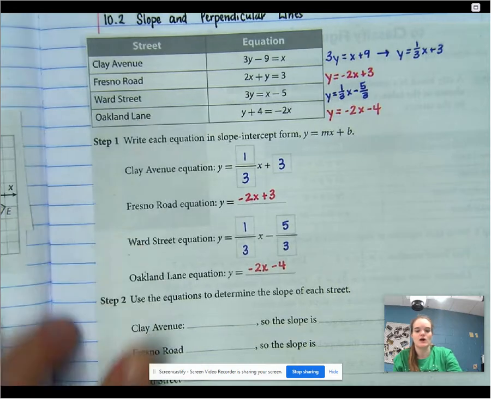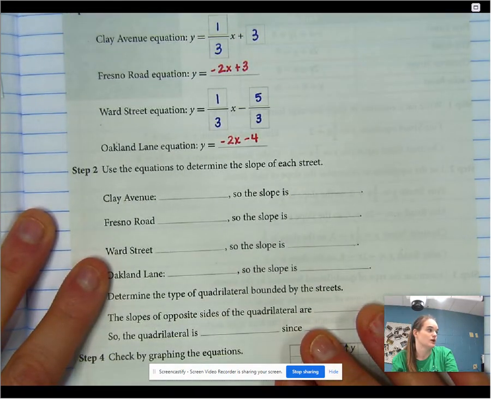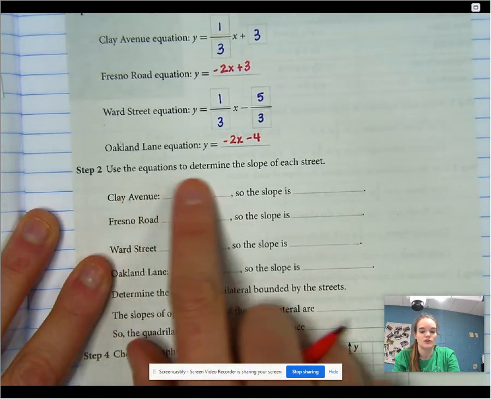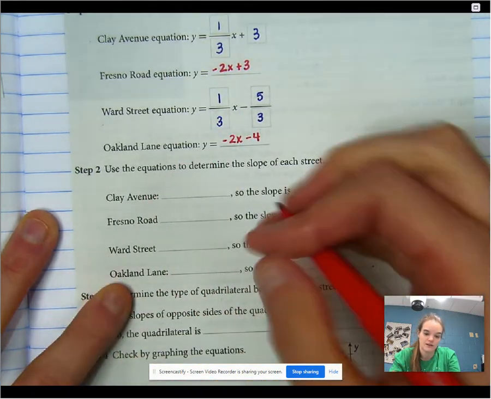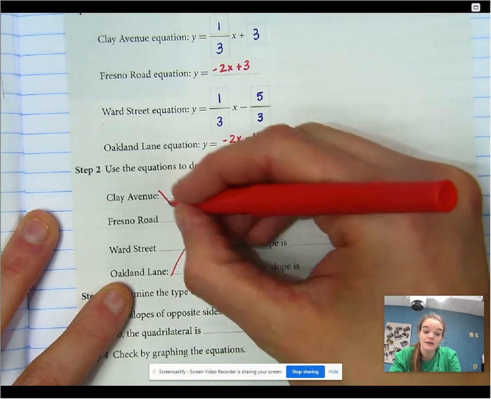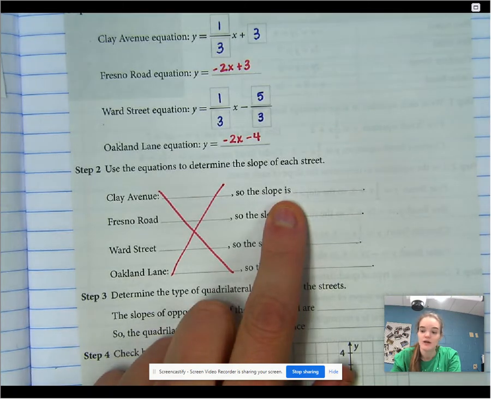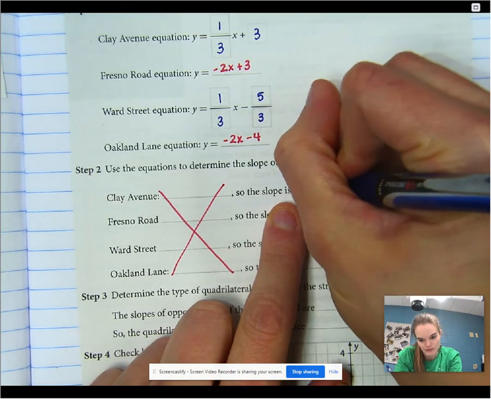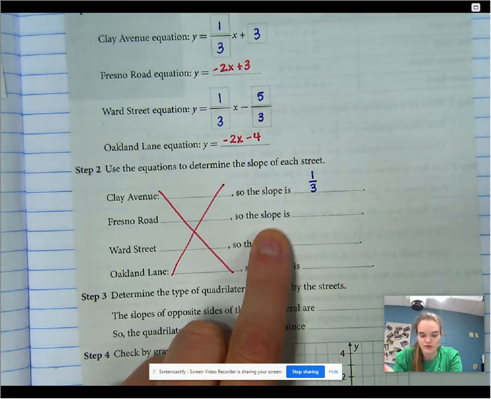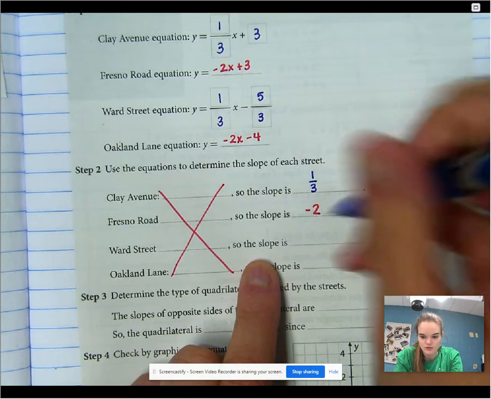Okay. Now, look and listen. I cannot stand doing stuff for no reason. Number 2 says use the equation to determine the slope. They want you to rewrite the equations again. Why? I don't know. We are going to write the slopes down though. The slope for Clay Avenue is 1/3. The slope for Fresno Road is negative 2. Ward Street, 1/3.